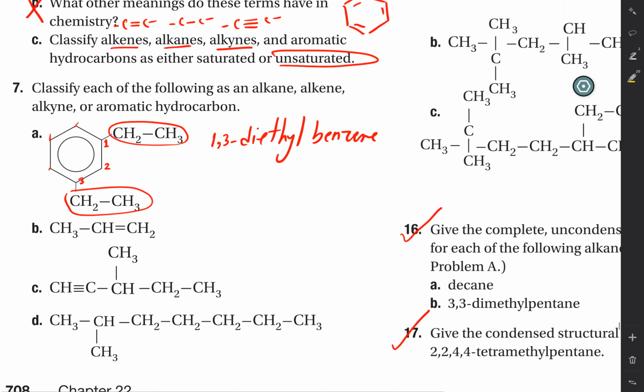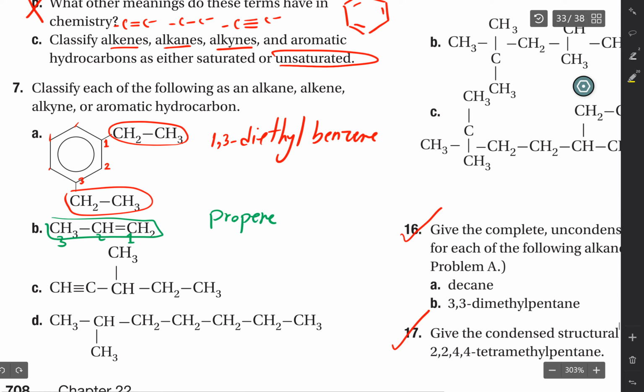The next one is a straight chain alkene. We have to only mention the position of the double bond. 1, 2, 3. This one is propene. For propene, it's not important where the double bond is, because it is always in the first position. So we can just write propene without mentioning the location of the double bond.